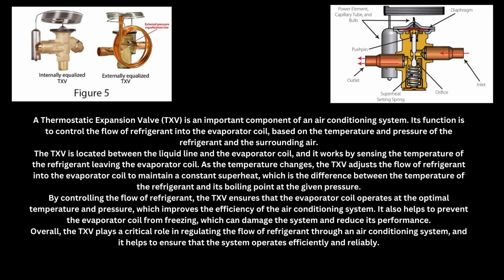But let's go over its terminology. A thermal expansion valve, or TXV, is an important component of the air conditioning system. Its function is to control the flow of refrigerant into the evaporator coil. So when the line is coming from the outside unit, the first thing it's going to connect to on the high side is the thermal expansion valve. That's where high pressure and low pressure makes its changes. As it said, its function to control flow of refrigerant into the evaporator is based on temperature and pressure of the refrigerant and the surrounding air.